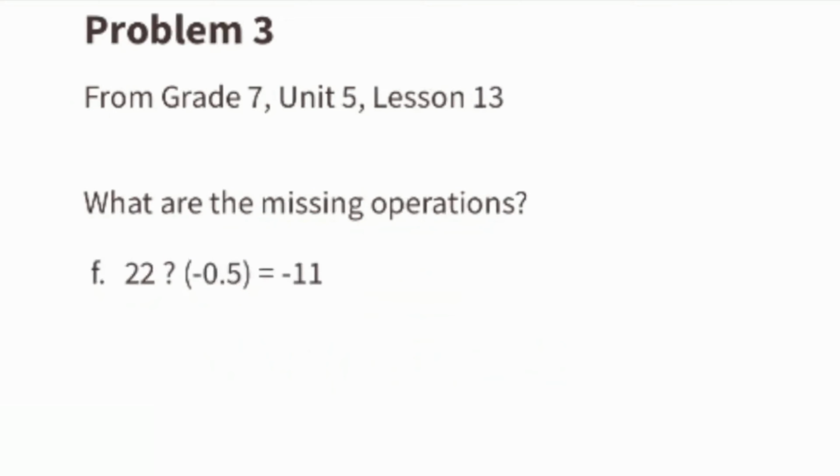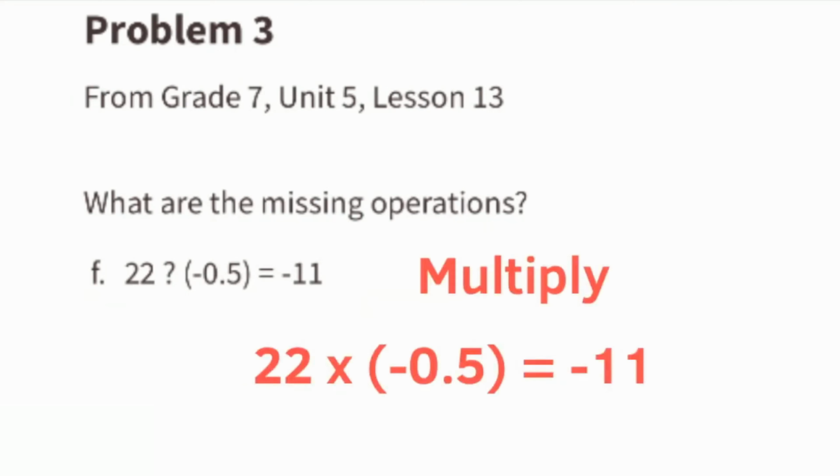F. What operation sign can we substitute with this question mark to make this equation true? A multiplication sign, because 22 times a -0.5 equals -11. Another way to think of this is a positive times a negative equals a negative, and 0.5 is equal to half. This is like half of 22. Half of 22 is 11. And remember, the answer is a negative, -11.